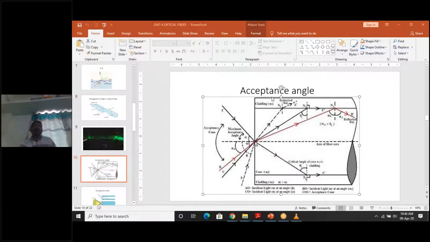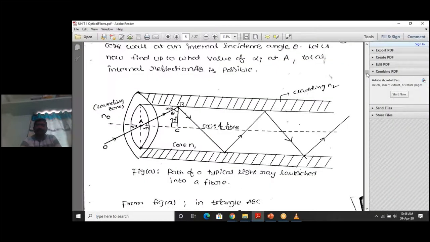Acceptance angle. That limiting angle within which total internal reflection of the light ray takes place is called what angle? Acceptance angle. Of course, the elaborated definition we will see later. Okay, so now we will go to the derivation.